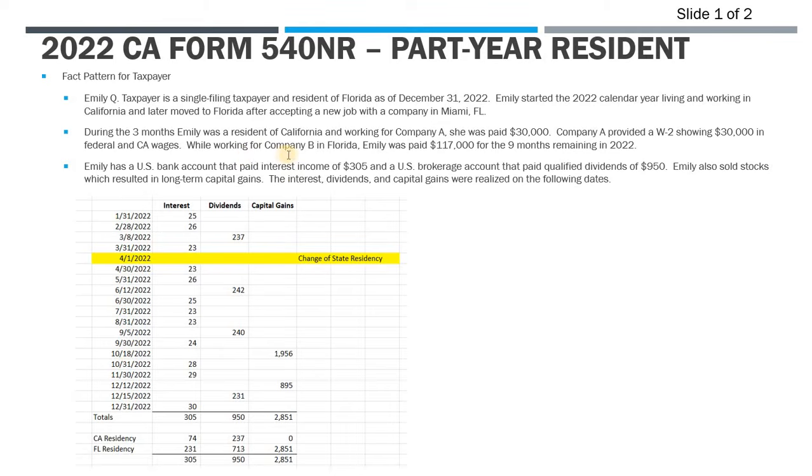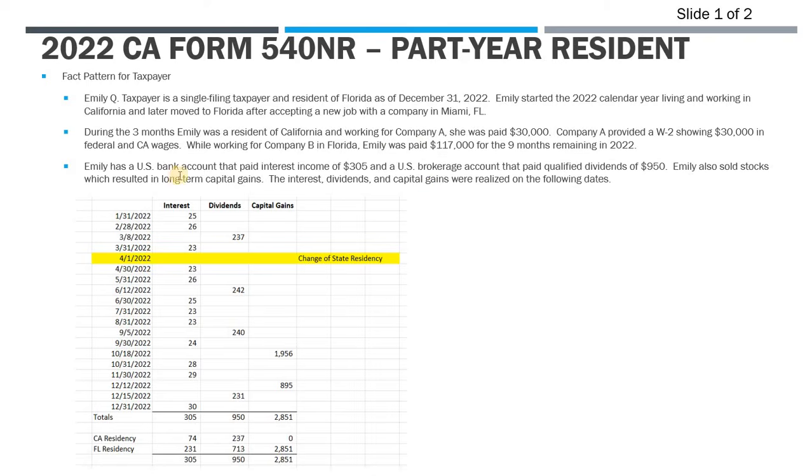While working for Company B in Florida, the new job, she was paid $117,000 for the 9 months remaining in 2022. So her total compensation was $147,000 during the year. $30,000 was from the California company, California source, and the remainder was Florida source income.